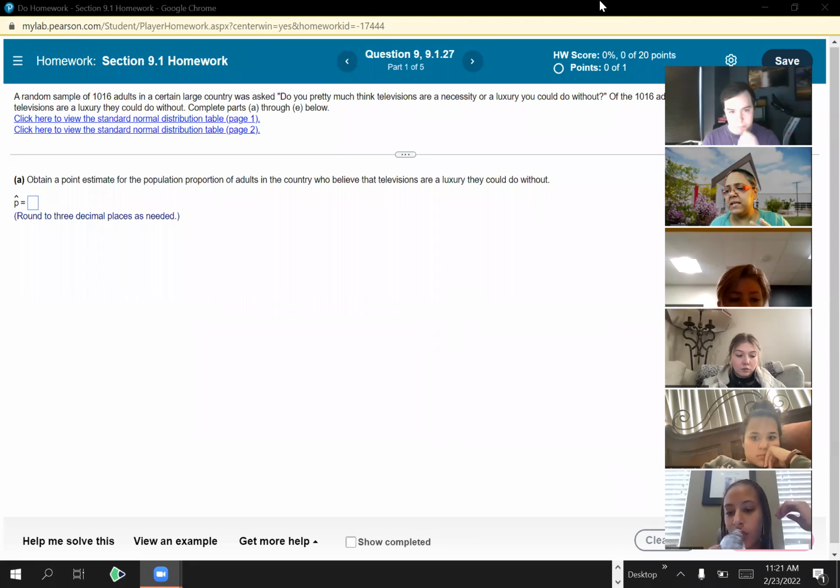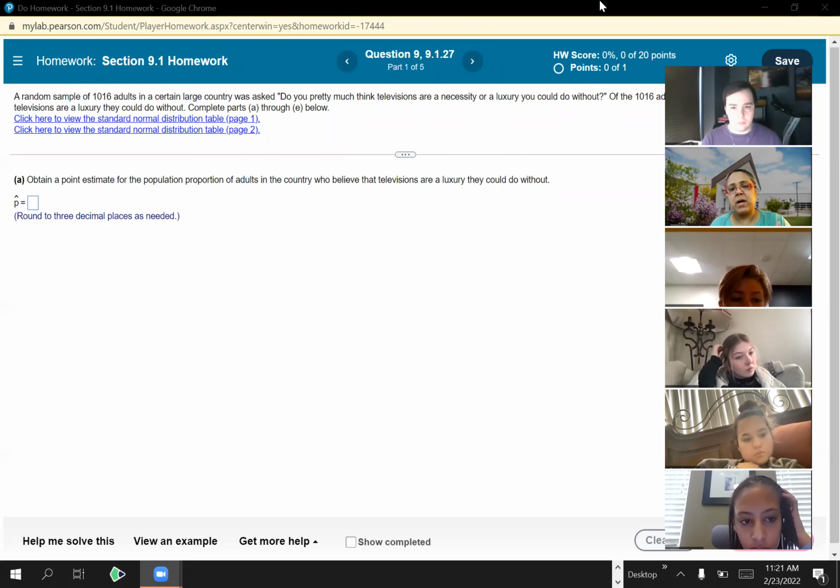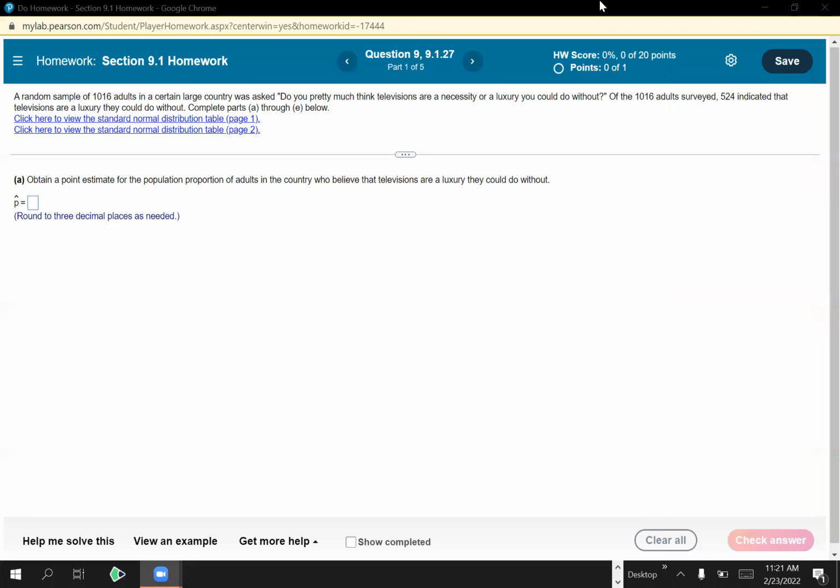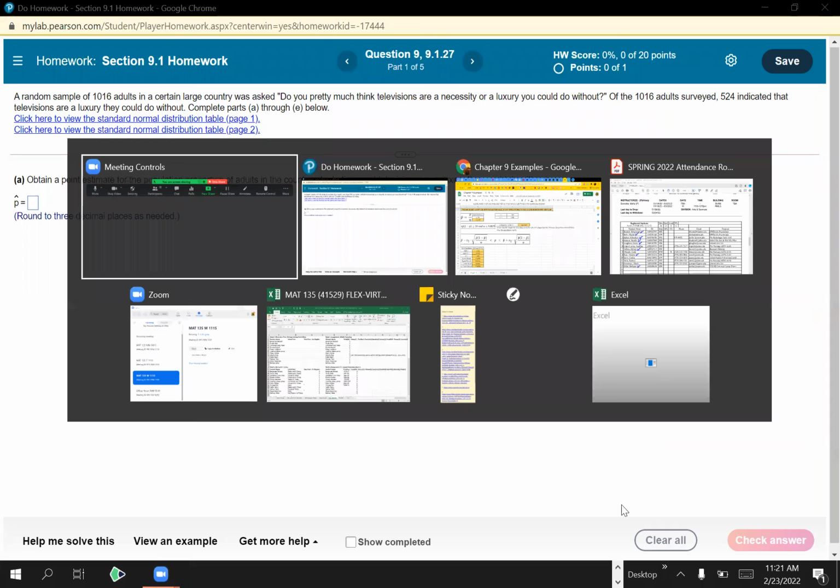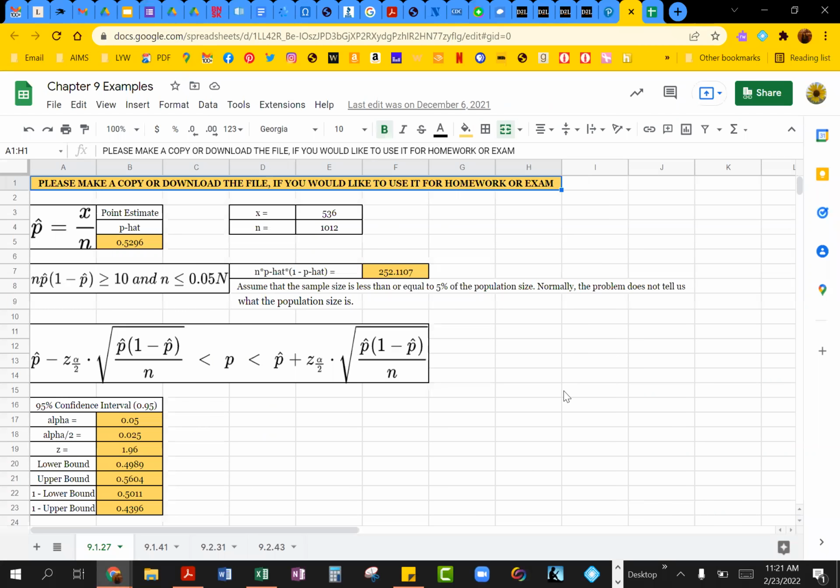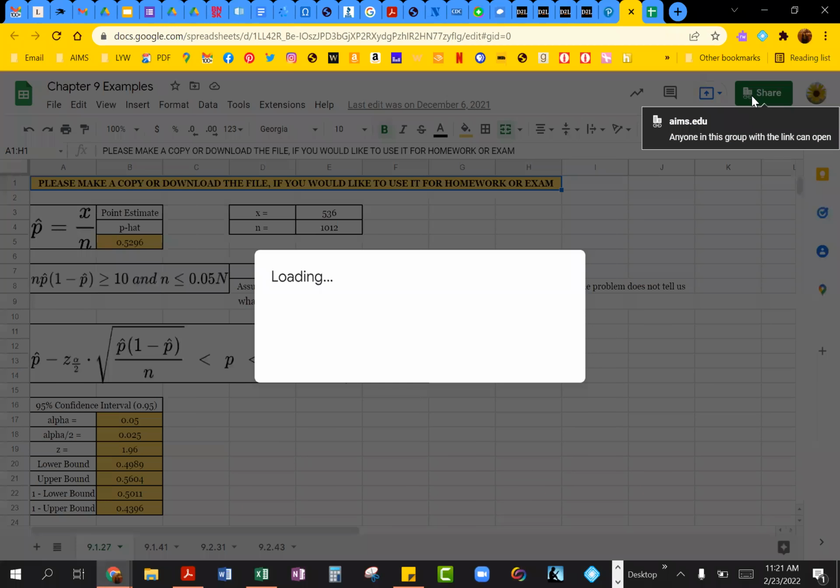So for these, instead of doing an activity like we normally do, I thought I would walk you through some of the bigger, longer problems, because these can get a little challenging in terms of how they want it answered, what the process is, and so on. The other thing I have done for these examples is create these templates, as I call them. So let me go ahead and share these with you.